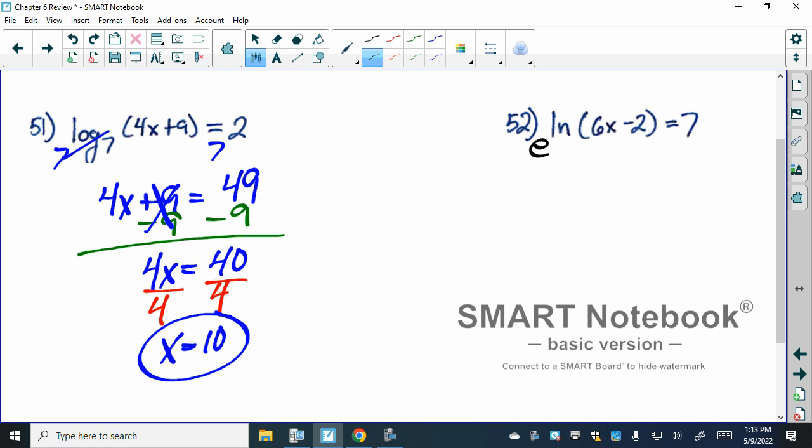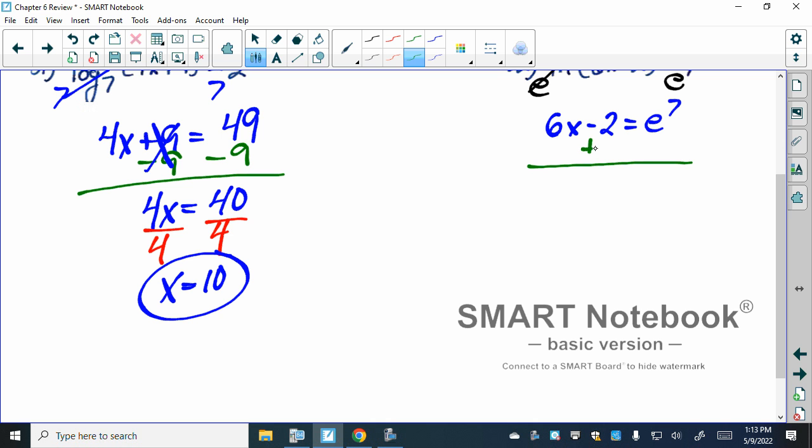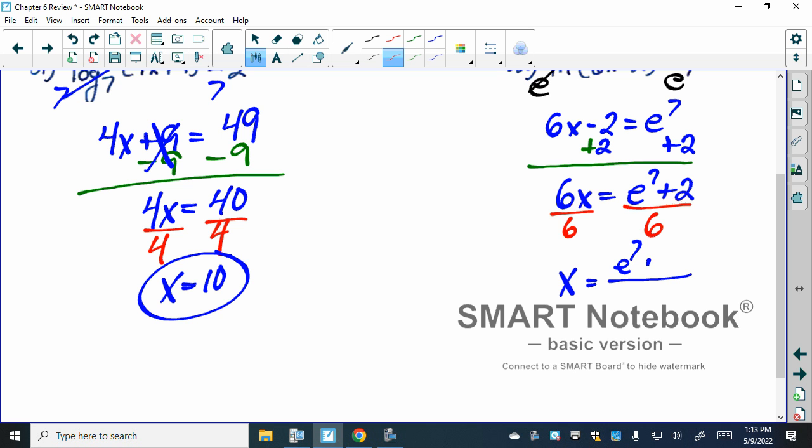E on both sides. We would put both sides to the base of e, because e and ln will cancel each other out, leaving us with 6x minus 2 is equal to e to the 7th. Now, e to the 7th will not simplify to a nice number, because e is an irrational number, so we'll leave it as e to the 7th till the end. Plus 2. I can add 2 to both sides, so 6x is equal to e to the 7th plus 2. And lastly, we can divide by 6, telling us x is equal to e to the 7th plus 2 over 6.